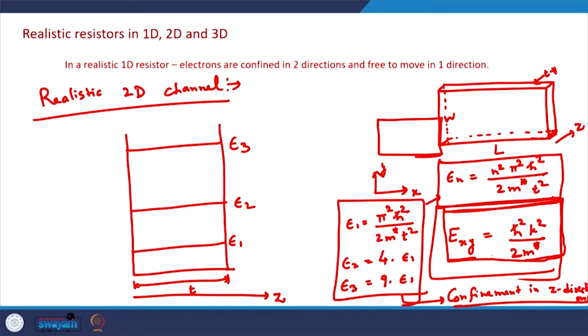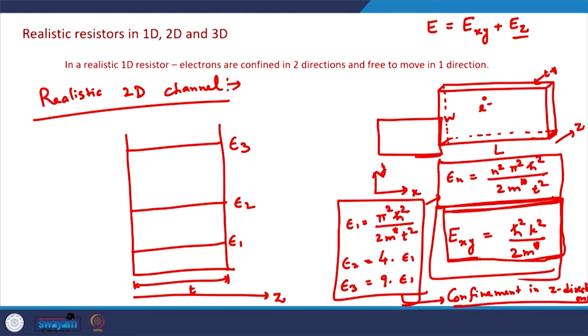So, now any electron that exists inside this device, the energy of this electron will be the summation of two components: the energy because of the motion in the xy direction, and the energy because of the motion in the z direction, where the motion is confined.